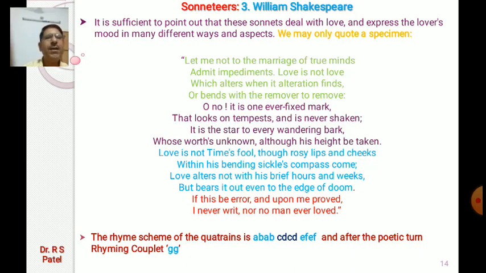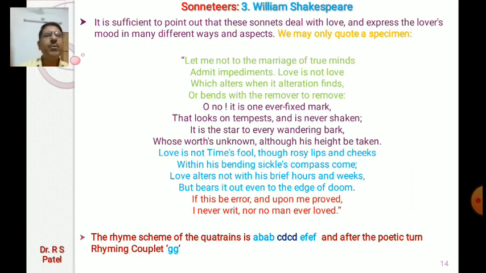So ABAB means the same kind of rhyme pattern is followed here by the poet. ABAB, CDCD, EFEF, and ultimately in the last two lines, that is the rhyming couplet, is GG, proved and loved. The entire sonnet of 14 lines has been divided in this rhyming scheme.